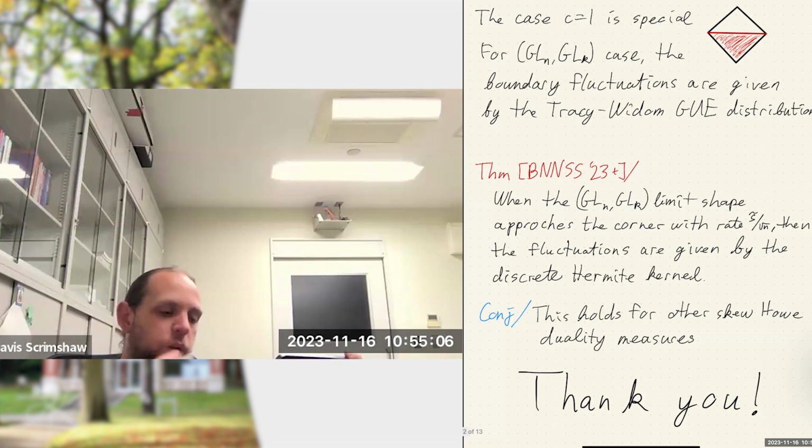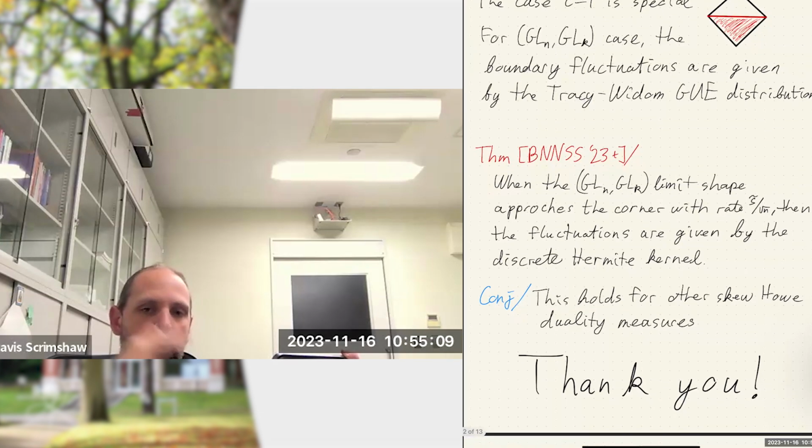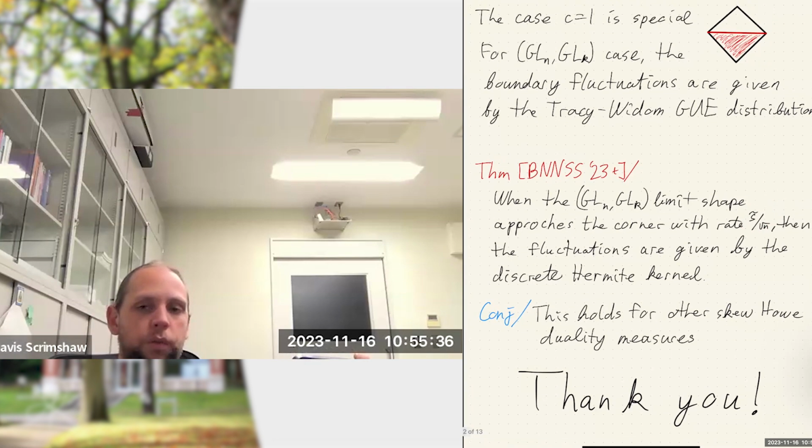And in general, if you start looking at this more general parameterization where I allow these more general parameters for the GL-GL, we're actually able to show that we get fluctuations that are given by the discrete Hermite kernel, and in the C equals 1 case, I take S equals 0. And what we believe is that this will actually hold for all of these other skew-Howe type duality measures if we take more arbitrary parameters. But at this point, we're unable to prove it. But we're hoping that the boson-fermion correspondence will be able to give us answers.